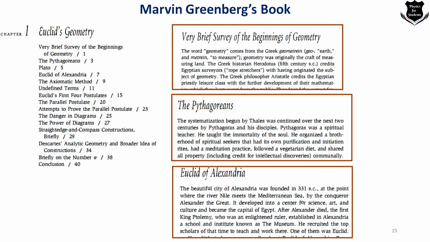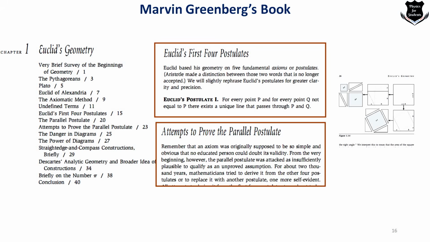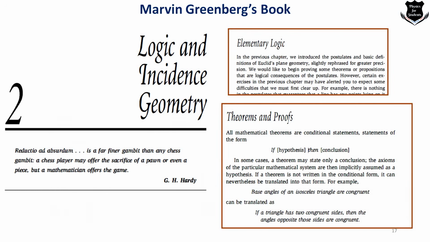I will give you a brief synopsis of how this book is arranged. You can see it starts with Euclid's geometry. So this is a brush up, you can say. Euclid of Alexandria, the Pythagoreans, etc. Then it will go into Euclid's first 4 postulates. It will show you the attempts that have been made to prove the parallel postulate. As you can see on the right hand side, there is a good amount of diagrams which will make the understanding more intuitive and visual.